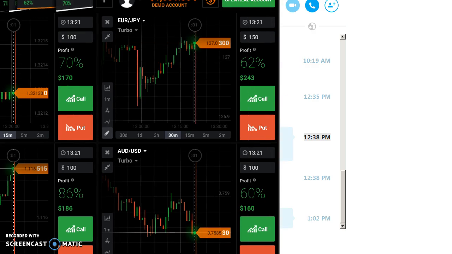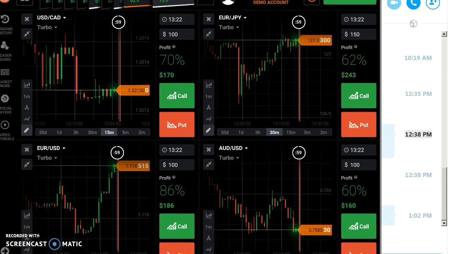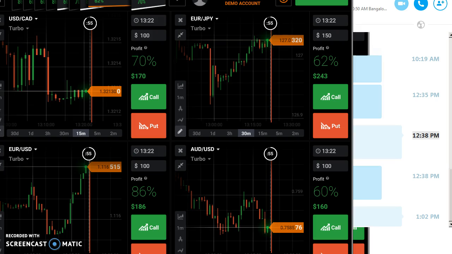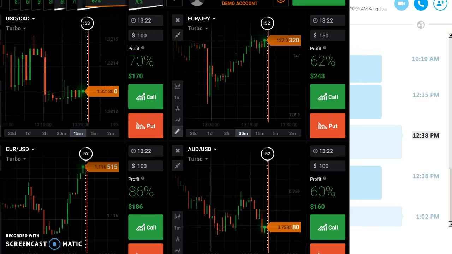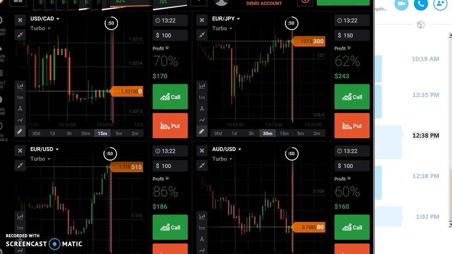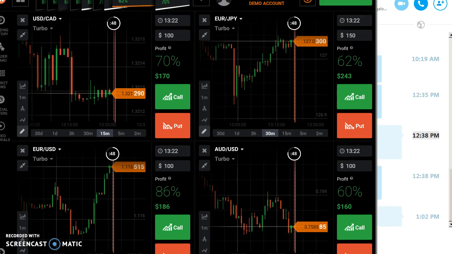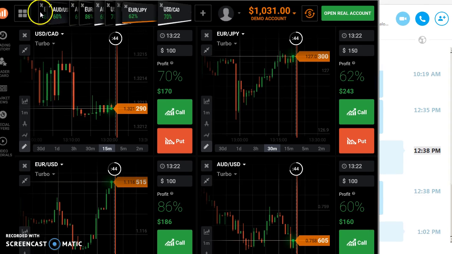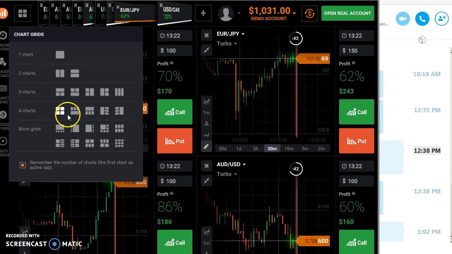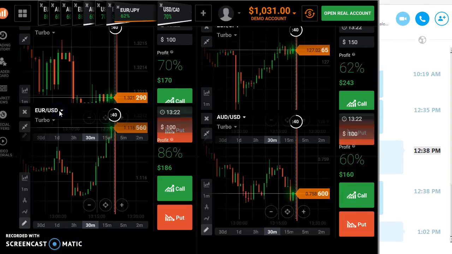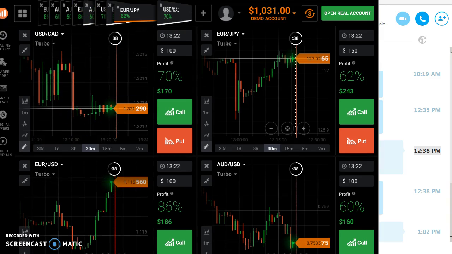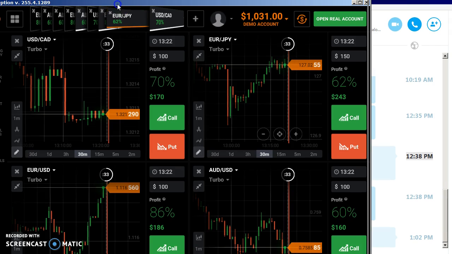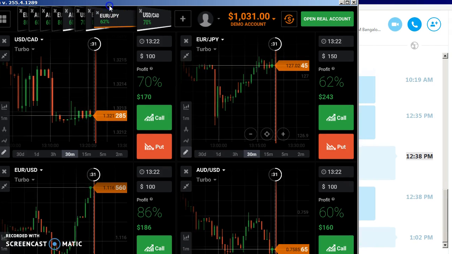Then you can go ahead and get the stuff out of the way. You don't need that, you just need the chart here. I recommend just having 4. So you select this one here. You can select 4 charts. You can do more or less, but 4 is a workable number. So just get it like that.